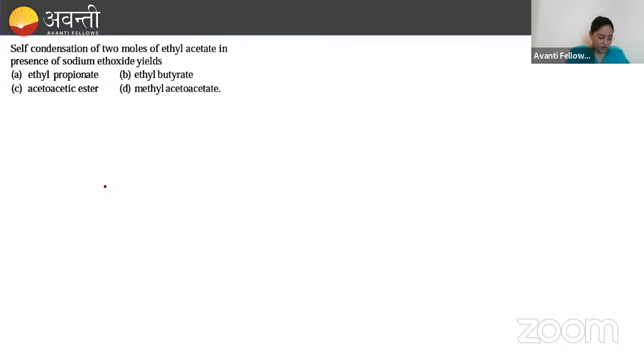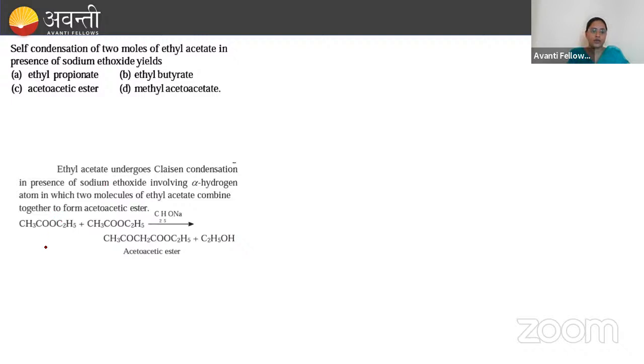Next problem: self condensation of 2 moles of ethyl acetate in presence of sodium ethoxide gives. तो यहाँ पे 2 मोलिक्यूल्स है हमारे इथिल एसिटेट के, इनका सेल्फ कंडेंसेशन होगा और सेल्फ कंडेंसेशन के बाद हमको कौन सा प्रोडक्ट मिलेगा. So the reaction you can see here, ethyl acetate self condensed in presence of sodium ethoxide, they give us acetoacetic ester and alcohol. So our answer is option C, that is acetoacetic ester.